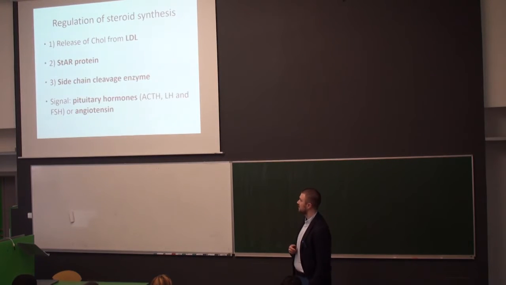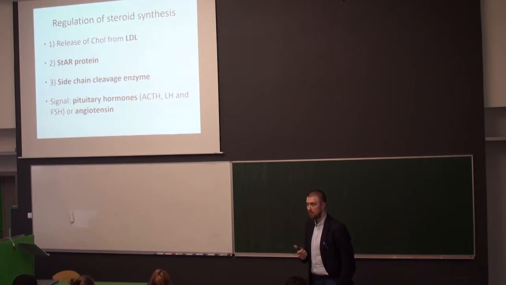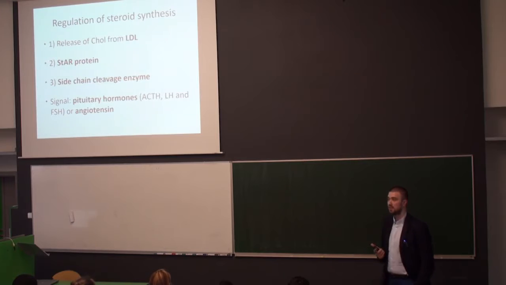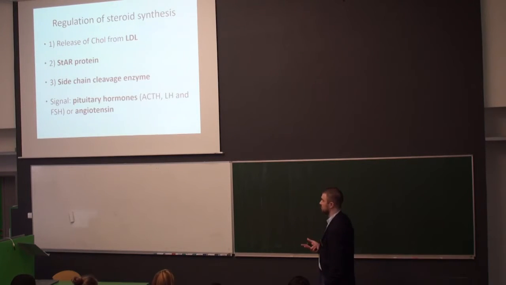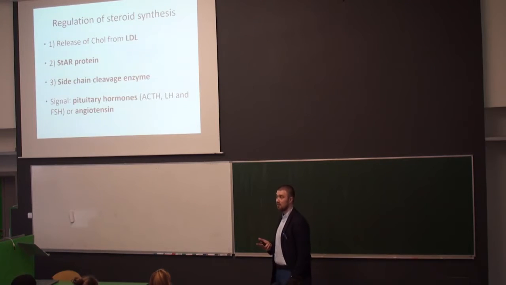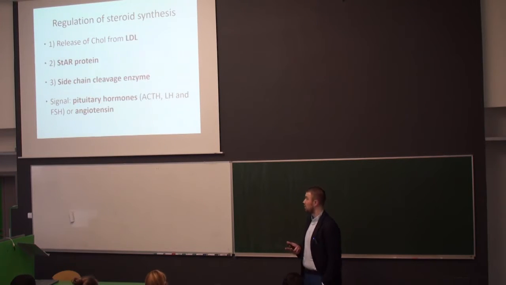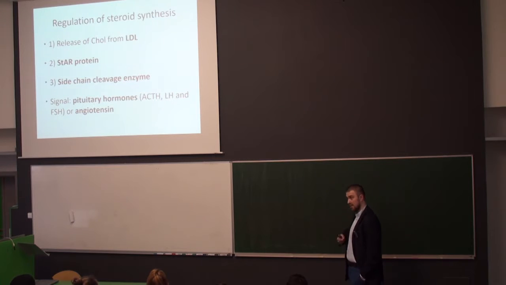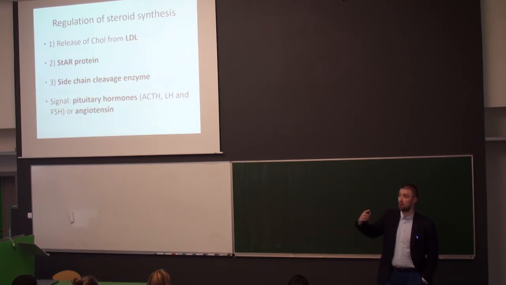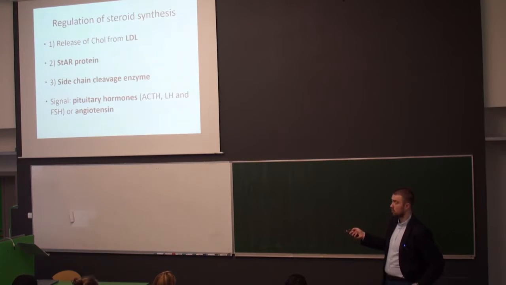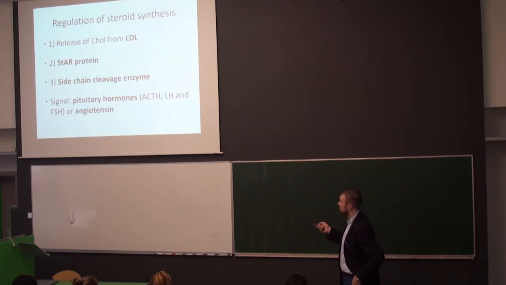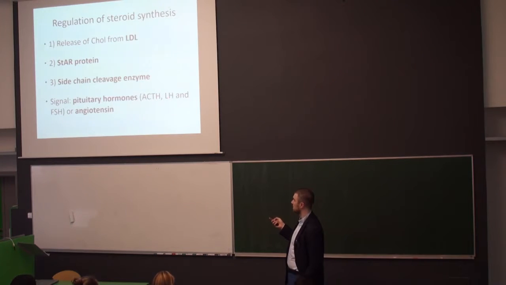So, a question to this. Regulation. The regulatory steps are the first 3: internalization of LDL, StAR protein, and side-chain cleavage enzyme. Those are the 3 regulatory steps of the whole synthesis. And the regulatory signals are the hormones that signal to the cell that the hormone should be produced. That means it can be the pituitary hormones, for example, adrenocorticotropic hormone, luteinizing hormone, and follicle-stimulating hormone.